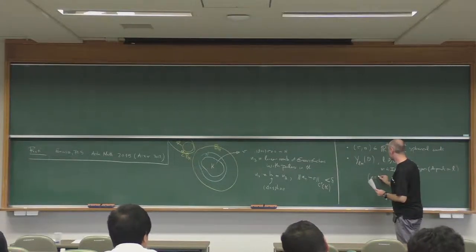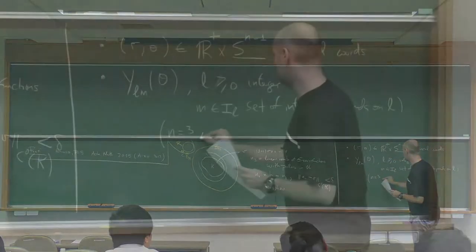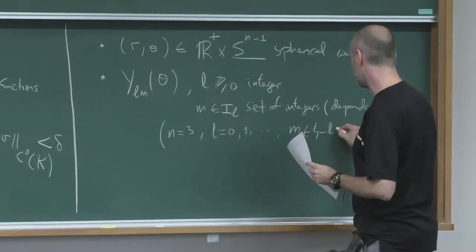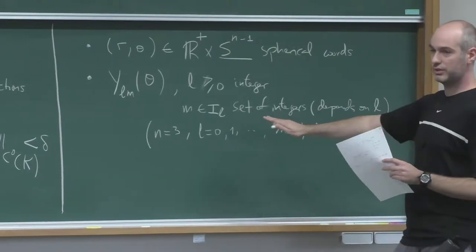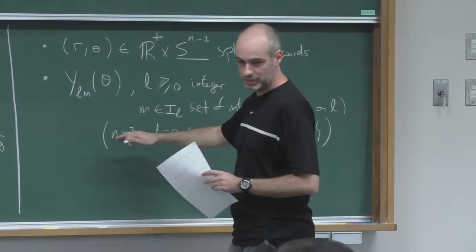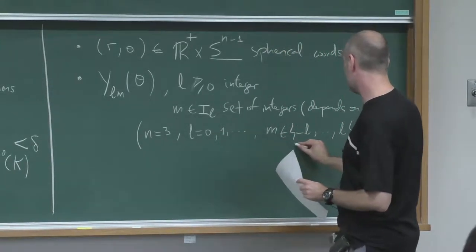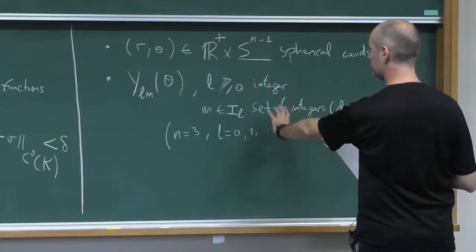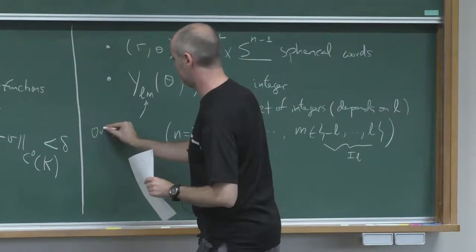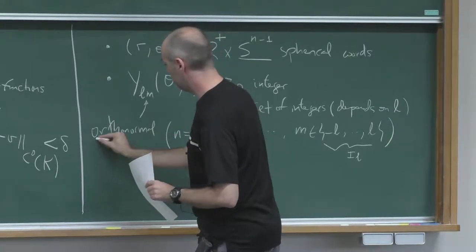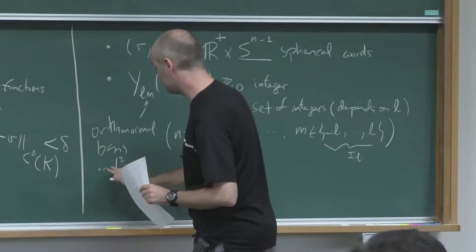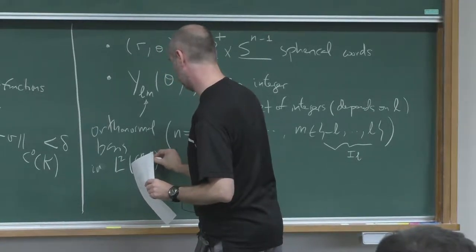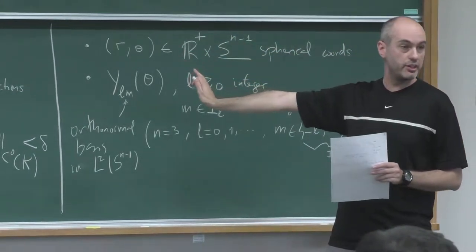For example, in the case of n equal 3, the standard spherical harmonics on the two-dimensional sphere, L goes from 0 to infinity, and then M belongs to minus L to L. This is the standard spherical harmonics for the two-dimensional sphere. For n bigger than 3, you also can describe this set I of L, but we will not need this description here. Simply, it's an orthonormal basis in L2.